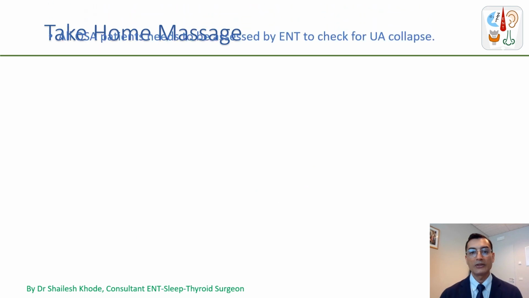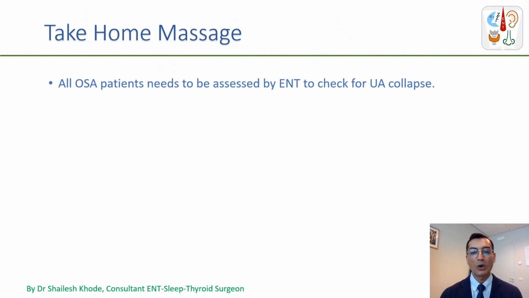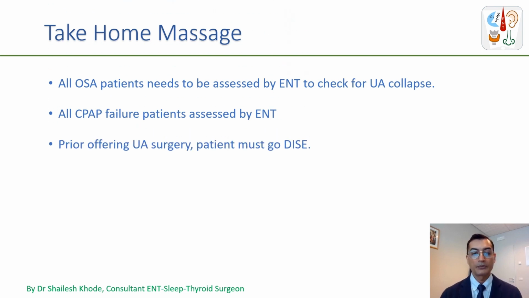So the understanding about DISE is that all OSA patients need to be assessed by the ENT surgeon to check for static as well as dynamic collapse of the upper airway. Those patients having poor compliance or failure of CPAP have to be assessed by the ENT surgeon, who can consider DISE. Before offering surgery for the upper airway, one should always consider drug-induced sleep endoscopy as a diagnostic tool.